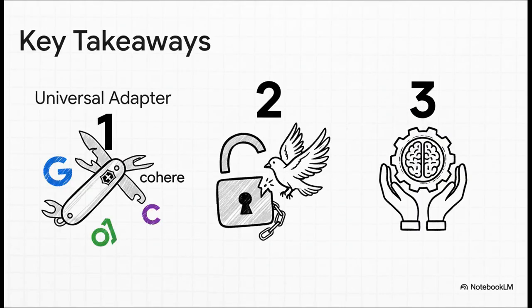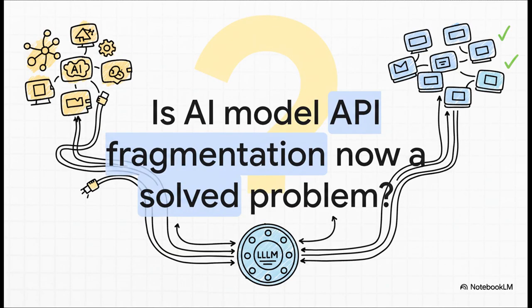So if you're going to remember just 3 things, remember these. First, LiteLLM is that universal adapter for over 100 AI models. Second, it gives you flexibility and freedom from vendor lock-in. And third, it's production ready, it's open source, and you have complete control over it. Which brings me to one last question to leave you with. As tools like LiteLLM become just a standard part of every developer's toolkit, does this mean the whole API fragmentation problem is solved? I mean, really, is it even a problem anymore? Something to think about.